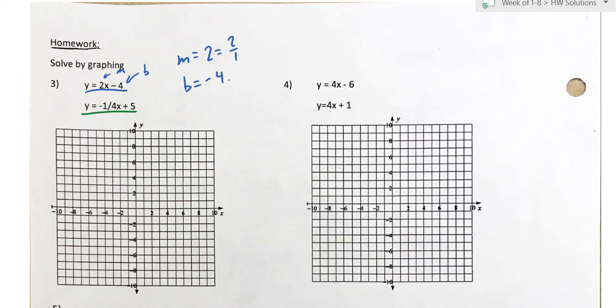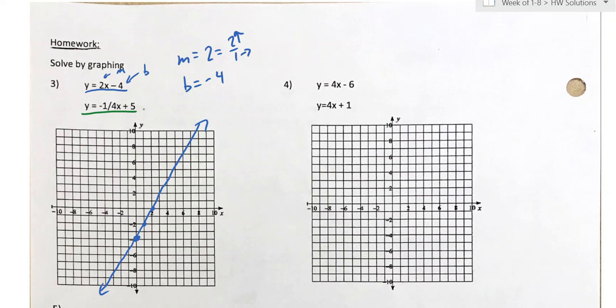So whenever I graph this, I start at negative 4 on the y-axis. That's down 4 on the y-axis, my first point. And my slope tells me, because it's positive, I go up 2 and right 1. So I'm going to move up 2 and right 1, and connect this with a straight line. I'm going to try to make this line as straight as possible. It looks something like that.